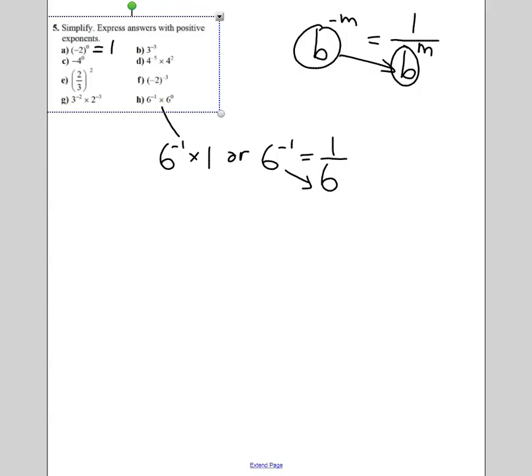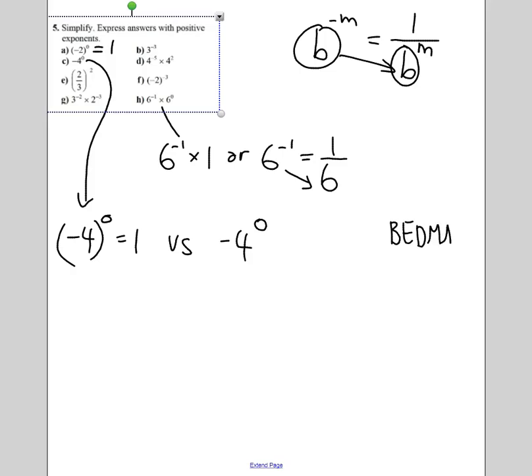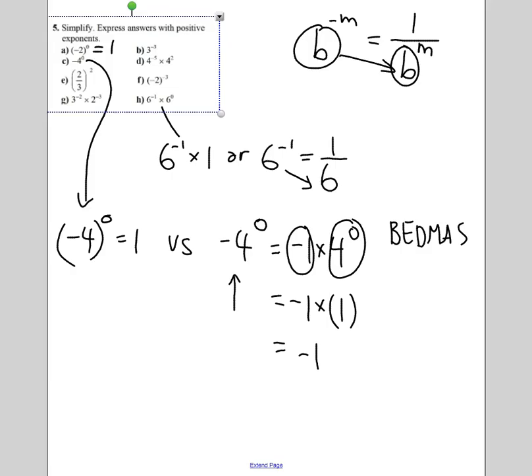So 6 doesn't become -6, it stays as positive 6. Some of these here are a little tricky. We've got to be careful. The difference between (-4) to the 0, which is 1, compare that to -4 to the 0, is that exponents in BEDMAS take priority over multiplication. And this is more appropriately written -1 times 4 to the 0. Here's the power, here's the factor. So we would have to first do the power, which is, as a result, 1, and then multiply. Okay, so you can see the difference in the outcome with the brackets versus no brackets.